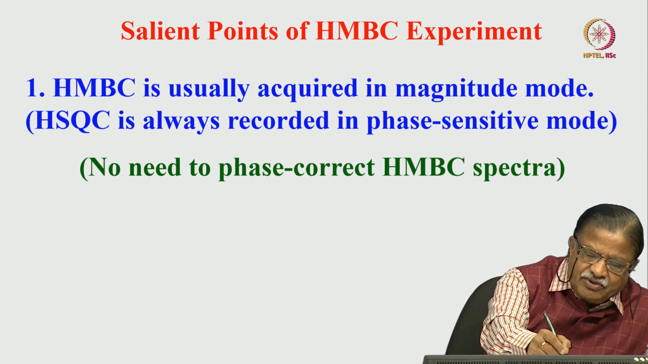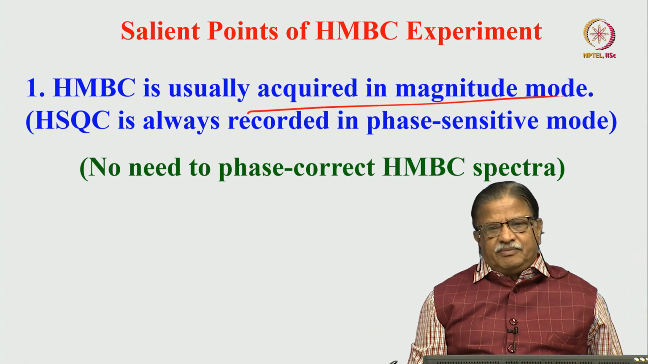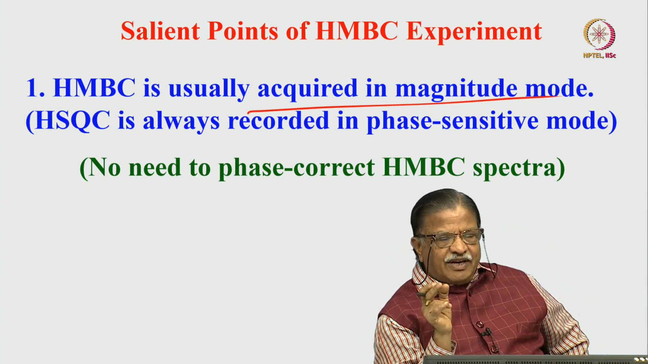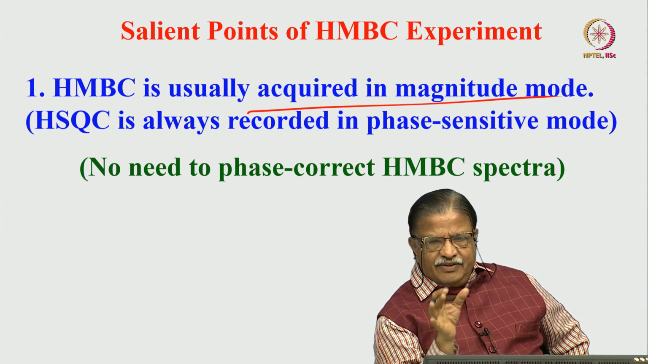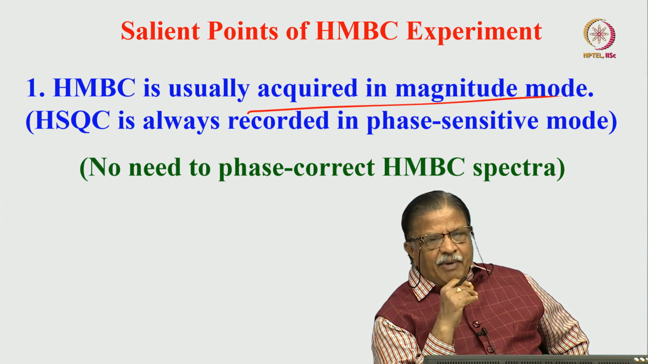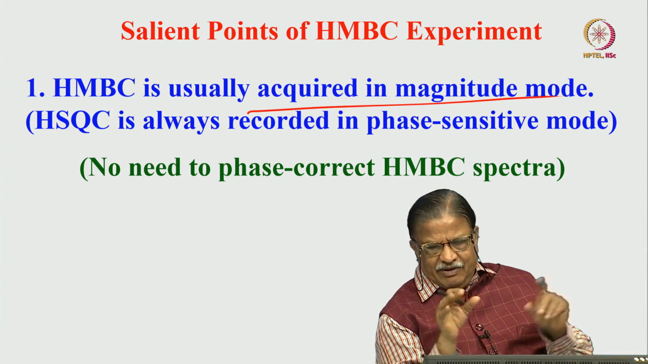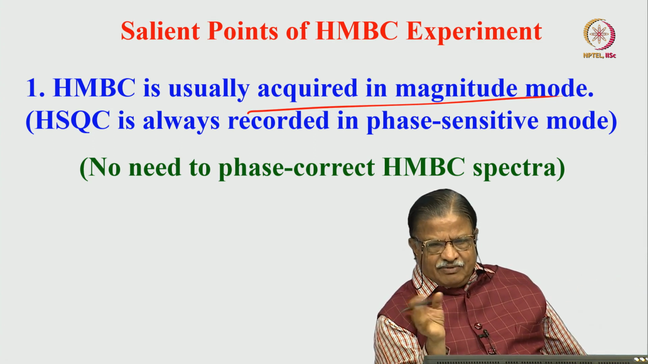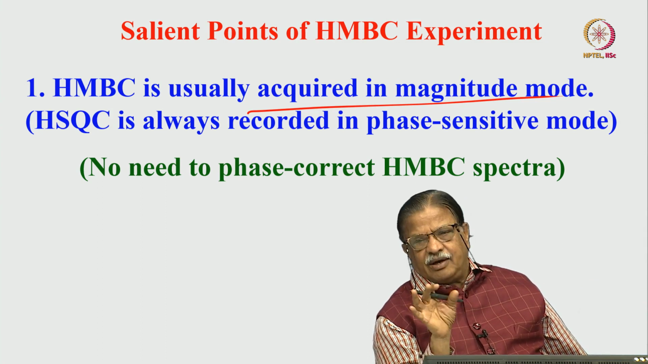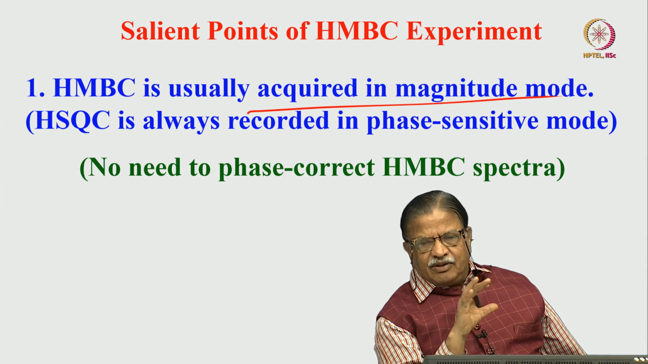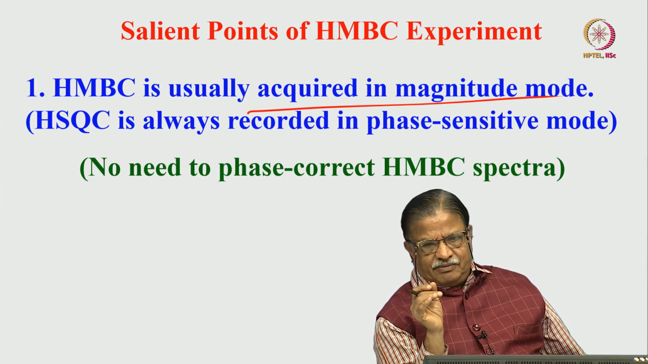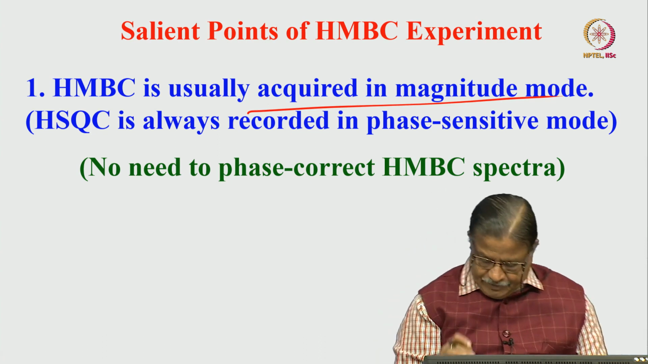First of all, HMBC is usually acquired in magnitude mode. HSQC, as I said, is always acquired in phase sensitive mode. Very easy. And of course, HMBC, because magnitude mode means we take the real and imaginary, take the sum of the squares of these two and get the intensity. And no question of phase correction at all. In the HMBC spectra, there is no need to do the phase correction because always it is recorded in the magnitude mode. This is one thing.